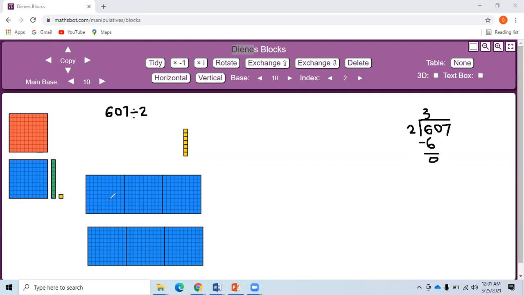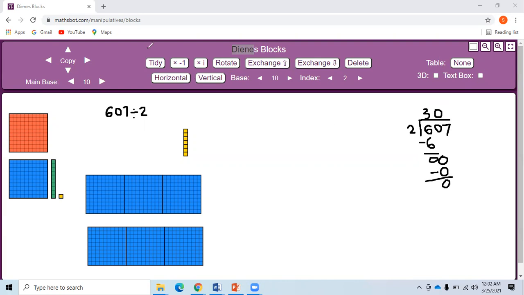If I look back at my model, I have no tens to distribute. If I look at my algorithm, I have a 0 in the tens place. So I need to bring it down. And now I need to divide 2 into 0. Well, 2 goes into 0 0 times. I need to write my 0 in the quotient above the 0 in the dividend because it doesn't go in any times. 0 times 2 is 0. And subtracting, I have 0.